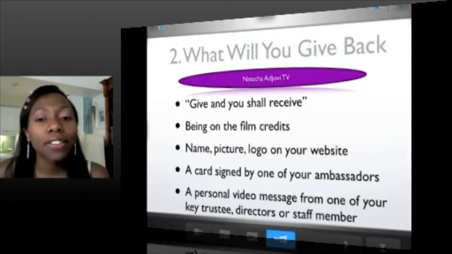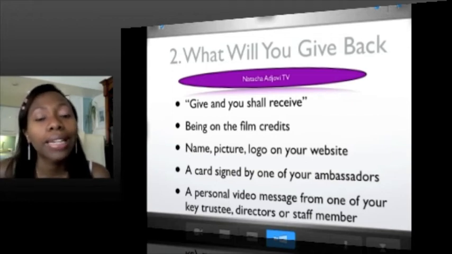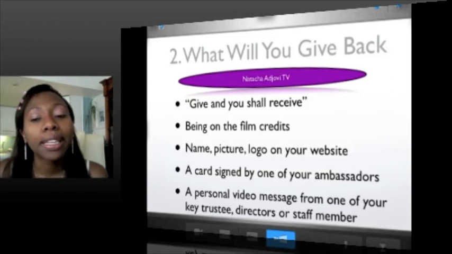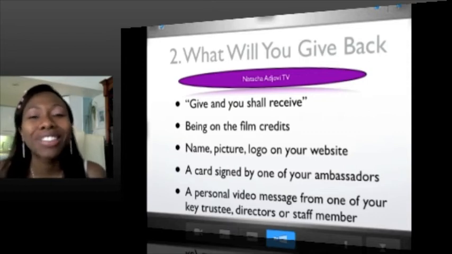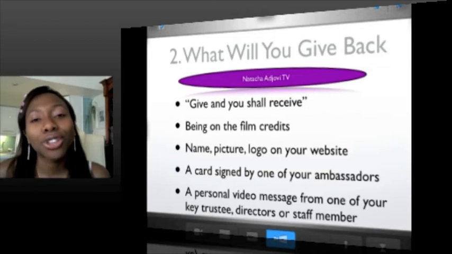If you are raising funds for a campaign on a website, you can put one of your supporters or any corporation supporting you. They can have their names, pictures, and logo on your website. If you are lucky enough to have great celebrities as ambassadors, you can offer signed cards or signed books or signed DVDs by your ambassador. And also you can create a personal video message from one of your key trustees, directors, or staff members.